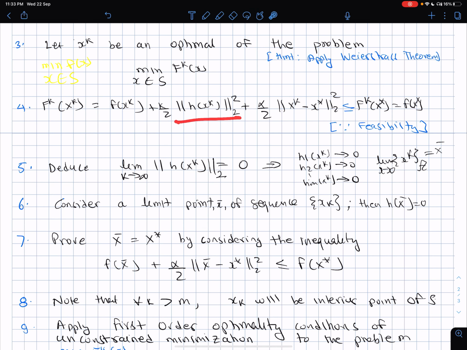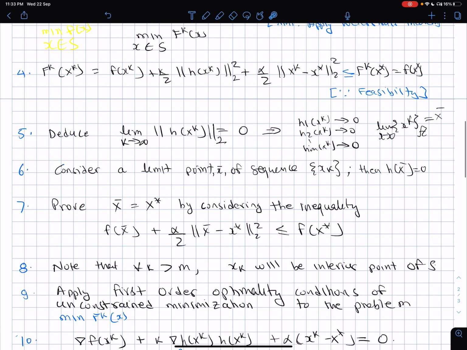Second term having gone, only the first term and the third term remain, and the summation of these two should be less than or equal to f of x star. Now suppose that x bar is not equal to x star. If x bar is not equal to x star, then what happens? This whole term, for alpha greater than 0, will become a positive term. If this is a positive term, then it means that f of x bar is strictly less than f of x star.